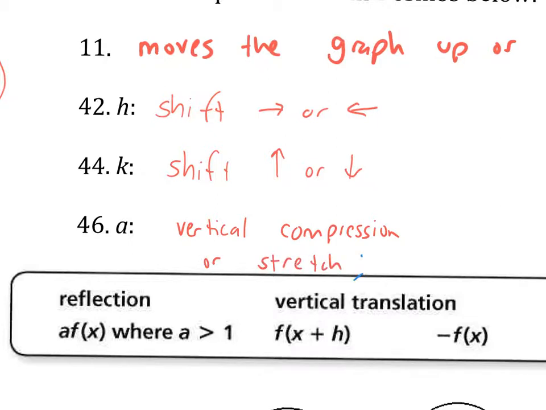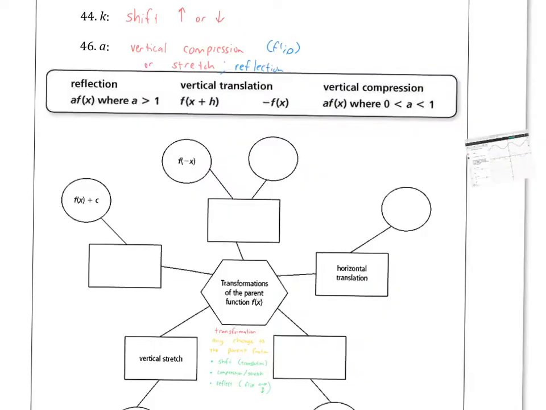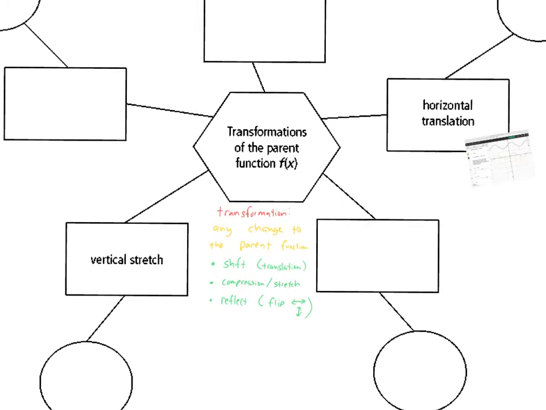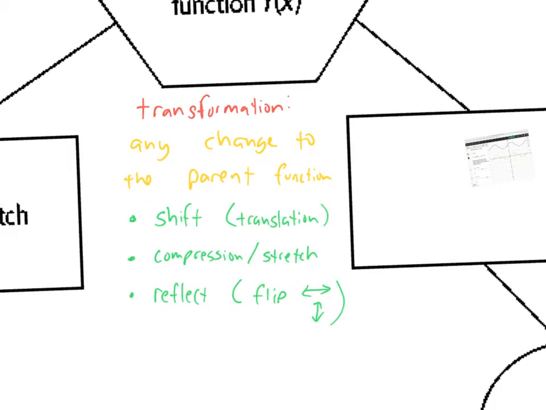A vertical reflection. In other words, I can make the whole thing flip. If I keep compressing it, it'll eventually flip upside down. And then I can stretch it upside down. So each of the transformations, it's any change to the parent function, we can shift it left or right, up and down. We can compress or stretch it, so squash it. We can also reflect it. We can flip it upside down or left and right.